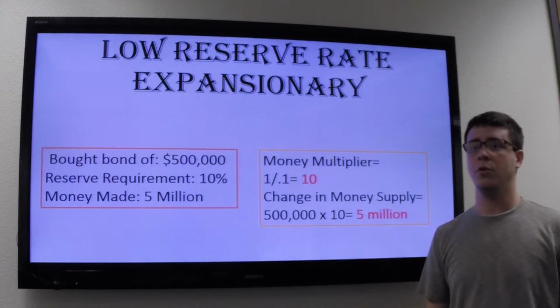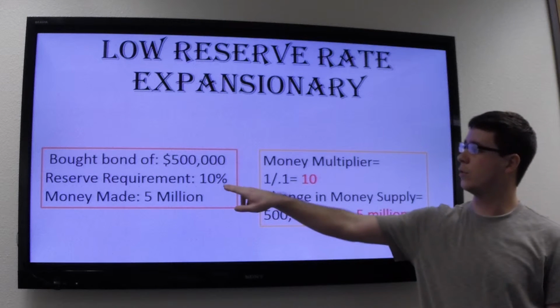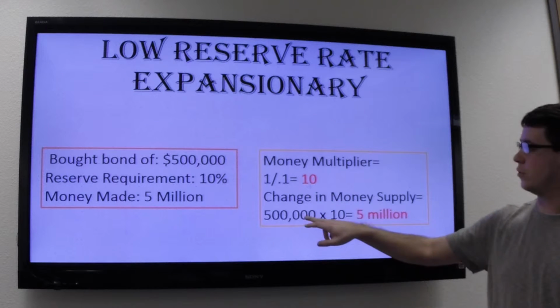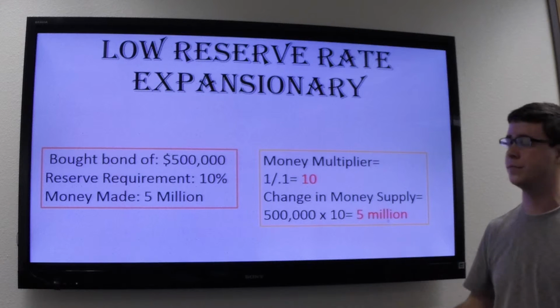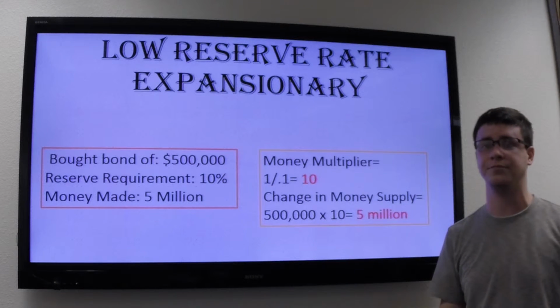Now a low reserve rate is expansionary policy. The same example with just a lower rate gives you a money multiplier of 10. So you take the original amount times the money multiplier of 10 and you get 5 million. Now Shelby Bunn will be here to talk about the discount rate.